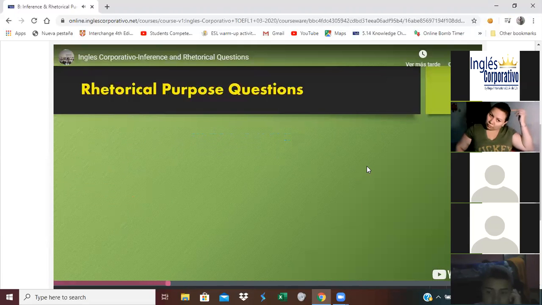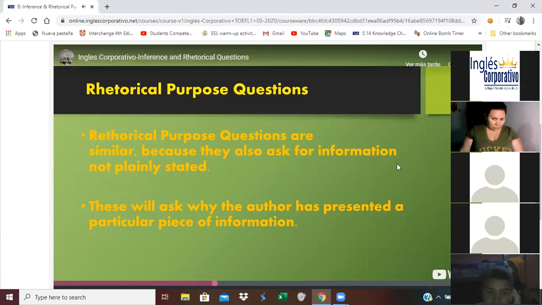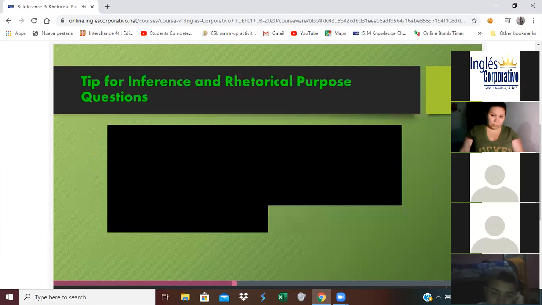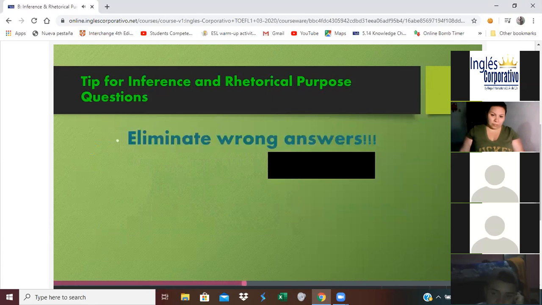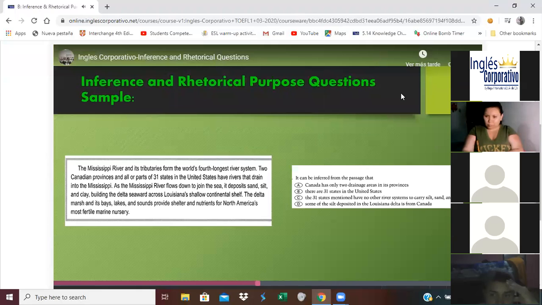Rhetorical purpose questions are similar because they also ask for information not plainly stated. This will ask why the author has presented a particular piece of information. As a tip, if you can't identify the correct answer immediately, one suggested way to approach these types of questions is to eliminate wrong answers. Let's have a look at a question.